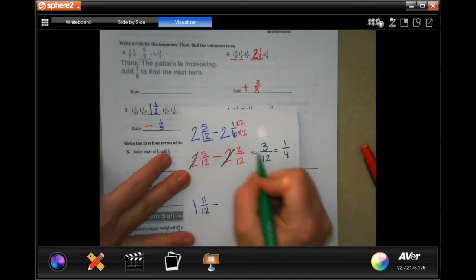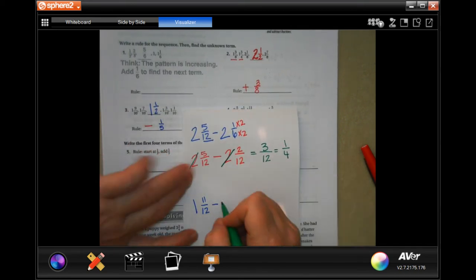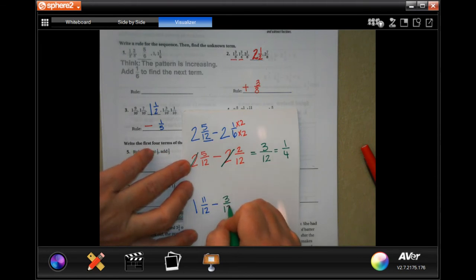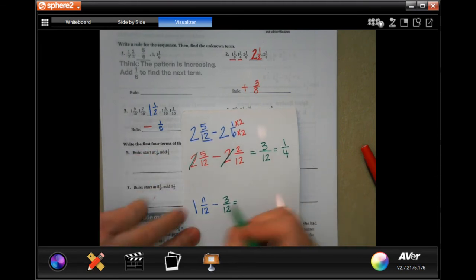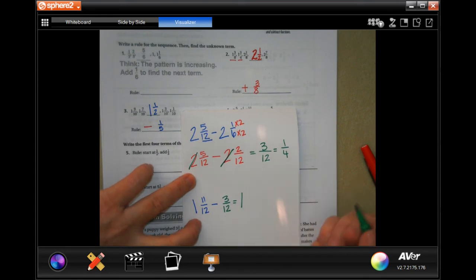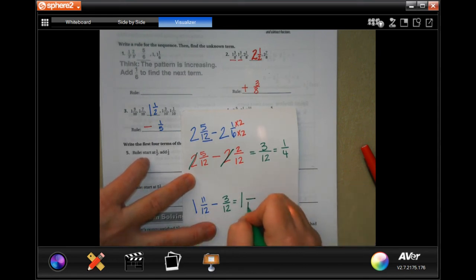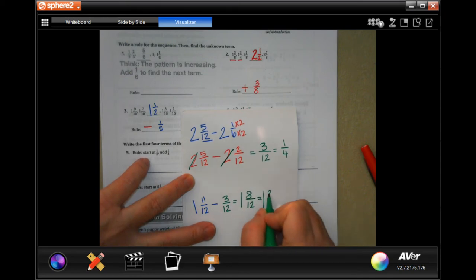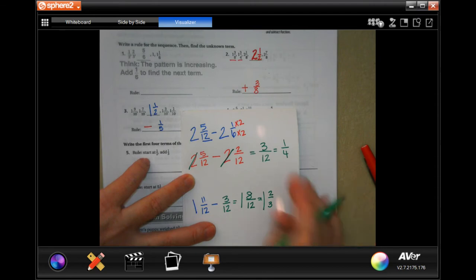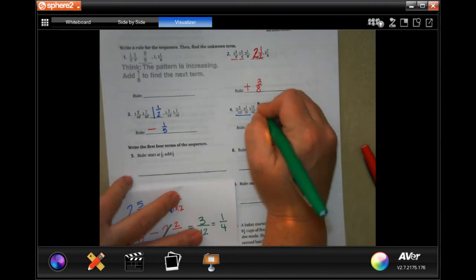the denominator is 12, so we're going to use our 12, okay? Minus 3/12, okay? 1 minus nothing is 1. Our denominator is 12, and 11 minus 3 is 8. Well, 8 over 12 is 2/3 if we reduce. So 1 2/3.